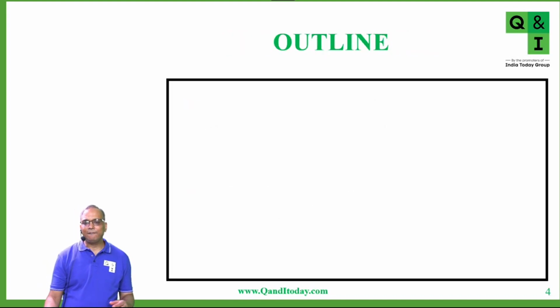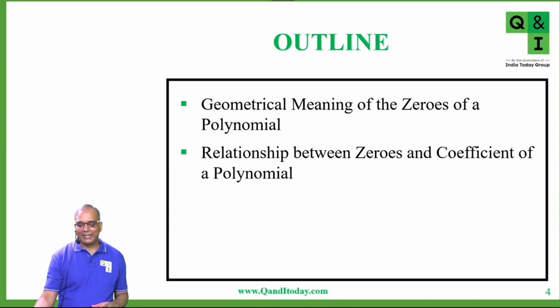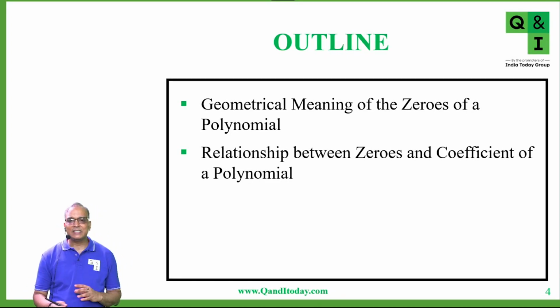Now, the outline for today's class. Today we are going to continue with the geometrical meaning of the zeros of a polynomial. We'll do some examples and questions based on this. And then we will learn today to find a relationship between zeros and coefficients of a polynomial, and also do some questions based on the relationship between zeros and coefficients of a polynomial.